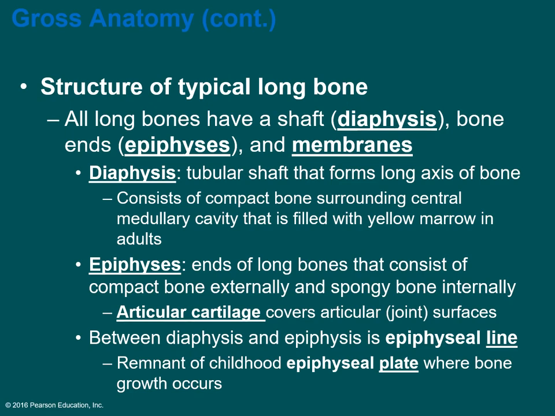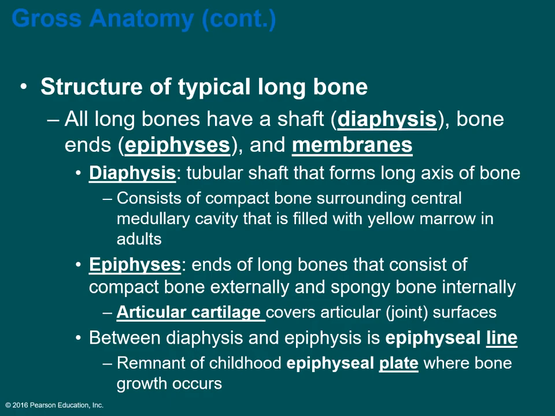Now, when you look at the structure of a long bone, it's a little bit different. All the long bones are going to have a shaft, what you commonly refer to as that shaft in the middle. We call that the diaphysis. The ends are known as the epiphysis, and then there's going to be membranes associated with it as well. The diaphysis, I said, is commonly referred to as the shaft. It forms that long axis of the bone.